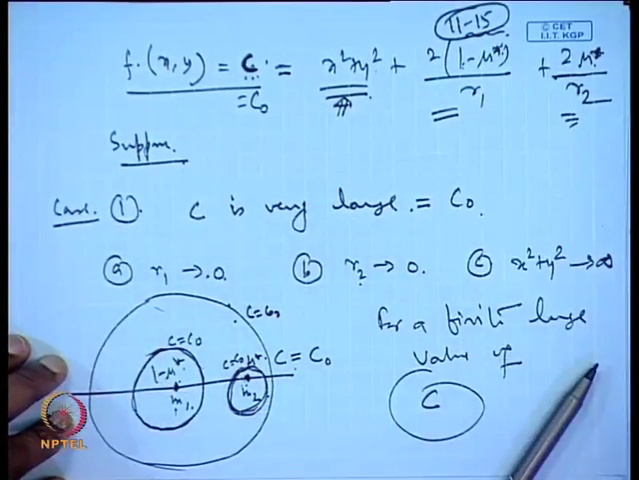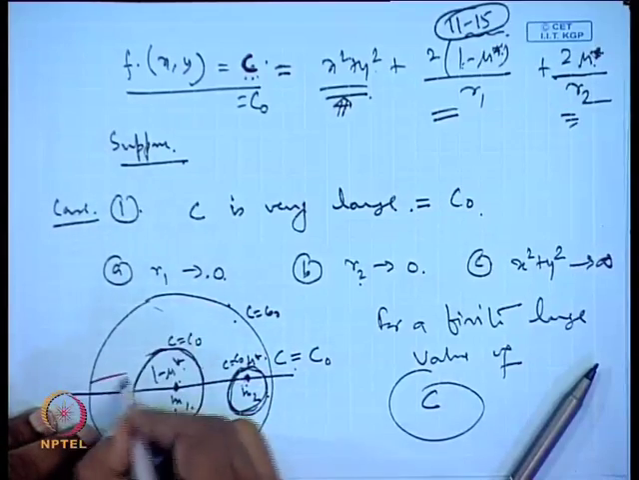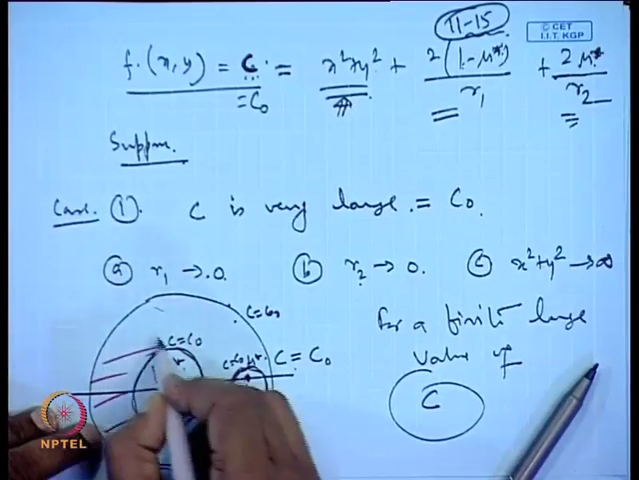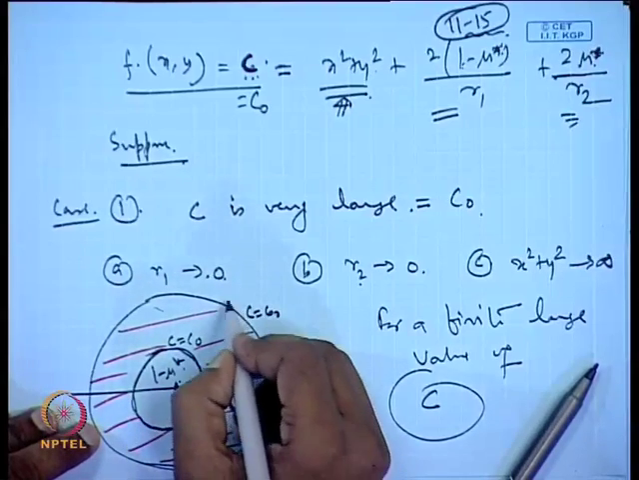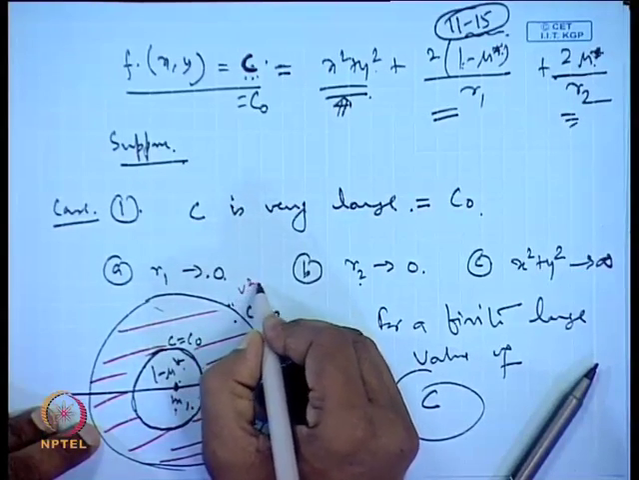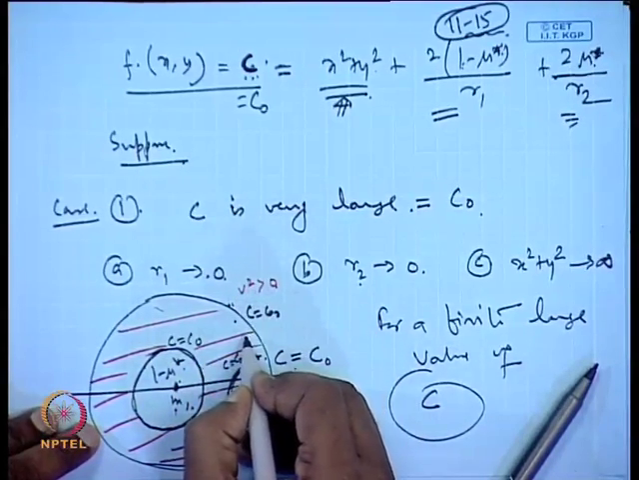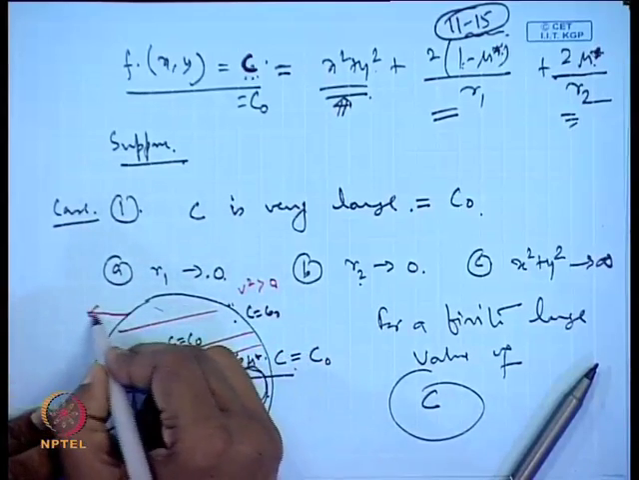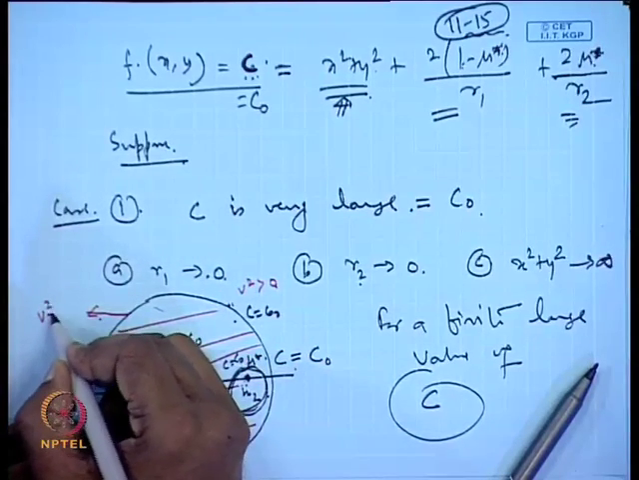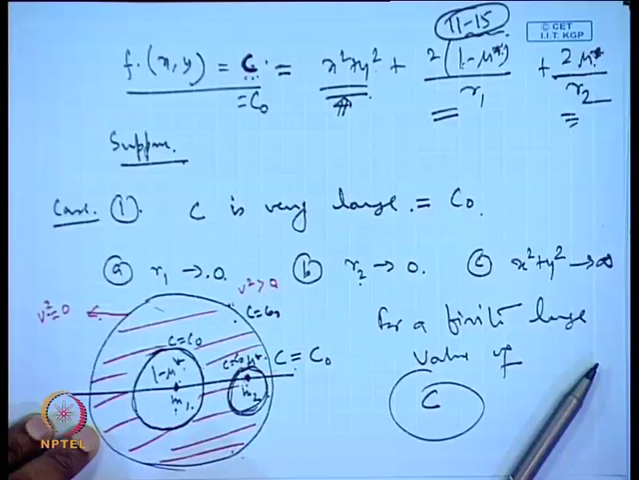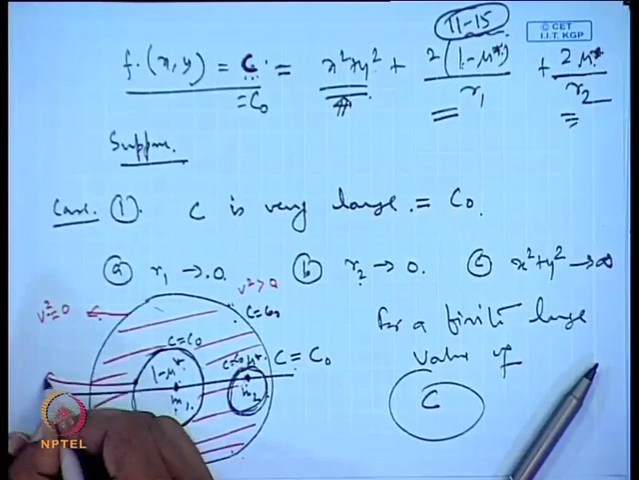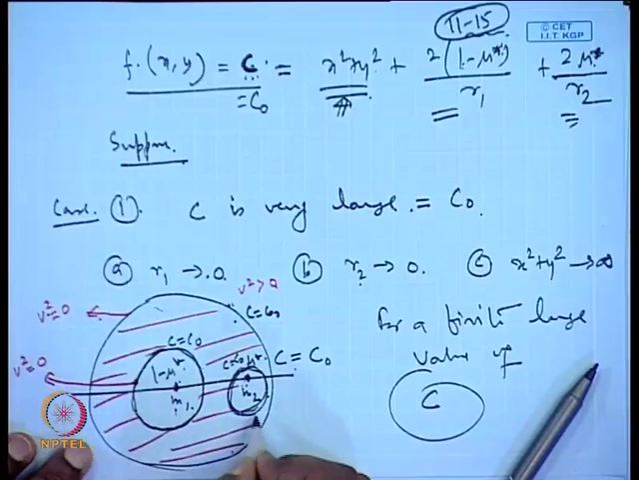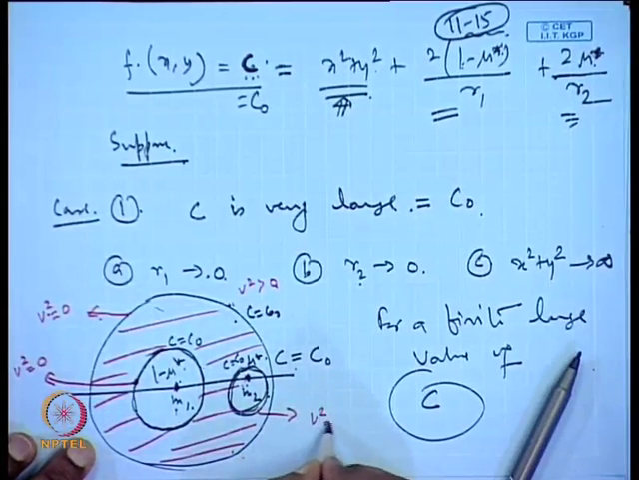So, the region inside this region is not permitted. Outside this, V square is greater than 0. Okay. On this, V square equal to 0. Similarly, on this, V square equal to 0, on this also V square equal to 0.